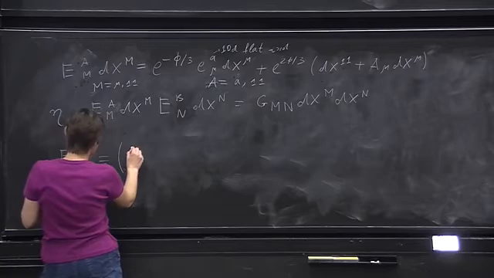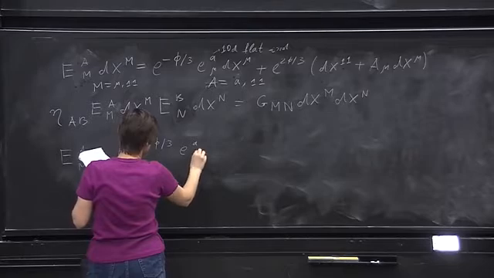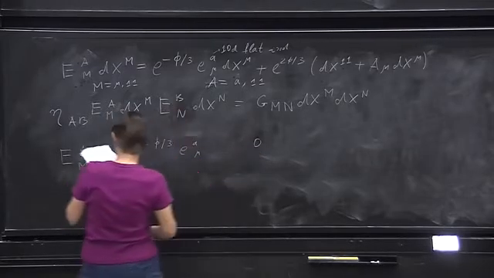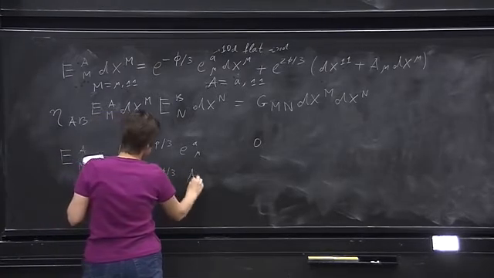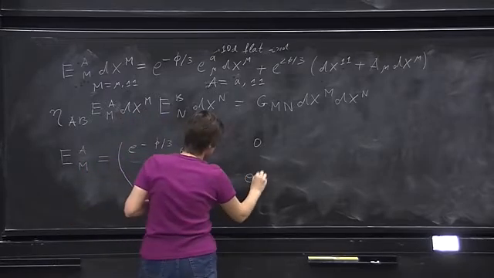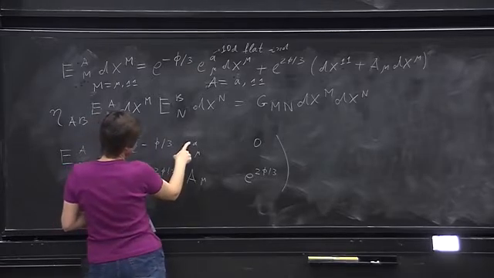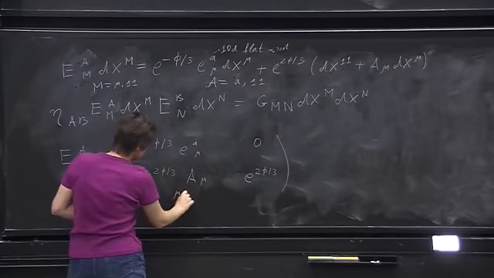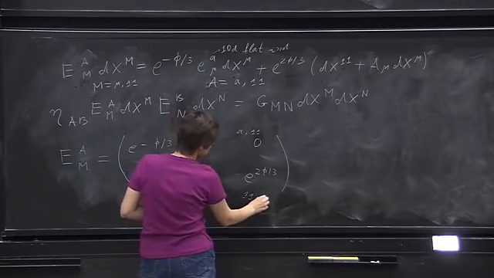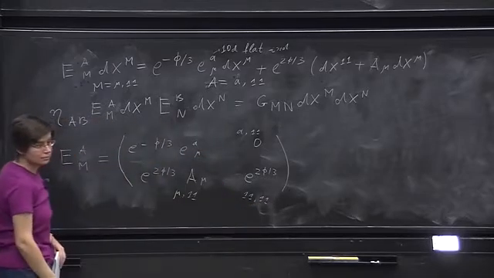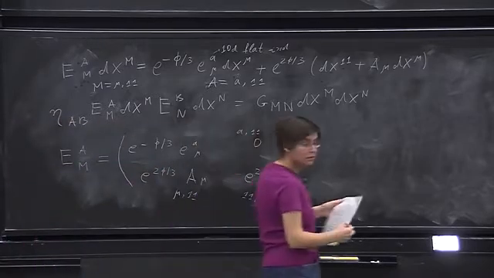So the matrix components are e to the minus phi over 3, e a mu, 0, e to the 2 phi over 3, a mu, e to the 2 phi over 3. And so this clearly is the a mu component. This is the mu 11. This is the a 11. And this is the 11 component. Right? So now you're happy with this? Okay.